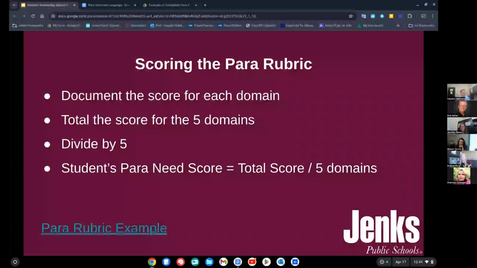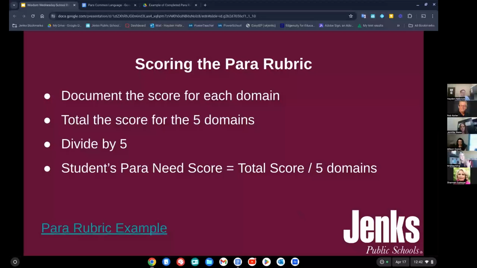If a site is stretched really thin, and we can't keep up, we need some extra support, we'll go back to the para rubrics and look at the staffing data, and say, yes, we need to add a position to that site. So we also look at it during the school year as well.